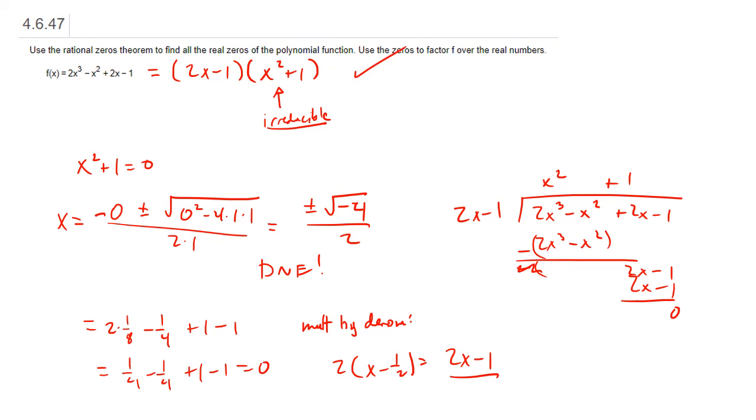Okay, once you hit an irreducible quadratic term, that can't be factored. And the only thing other than that irreducible quadratic is that linear term of 2x minus 1, which we've already factored out.